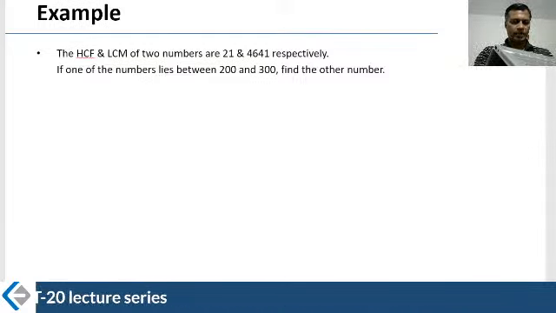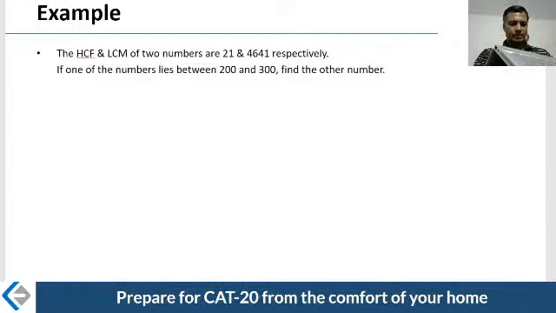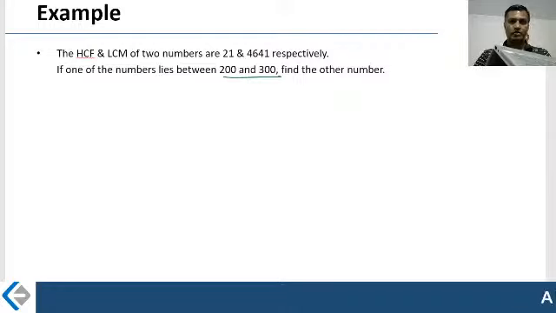Okay, time. Let's do this. HCF and LCM of two numbers is given. He's asking that if one of the numbers lies between these two values, which means there are two numbers, then find what is the other number. What can be the other number?